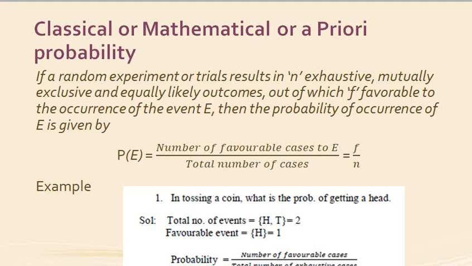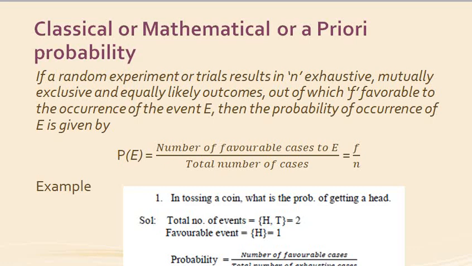So the first one, we call it classical or mathematical or a priori probability. Consider a random experiment which has n exhaustive, mutually exclusive and equally likely outcomes, out of which F is favorable to the occurrence of the event E. Then the probability of occurrence of E is given by the number of favorable cases to the event divided by the total number of cases, so equal to F by n.